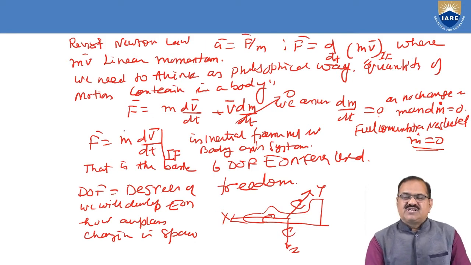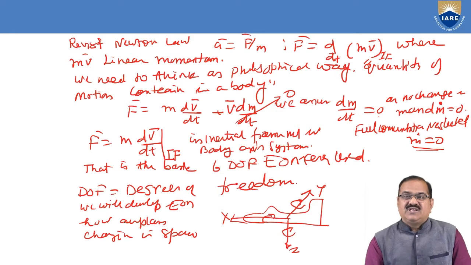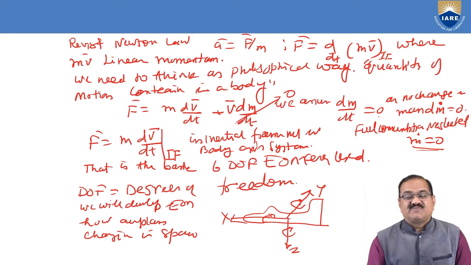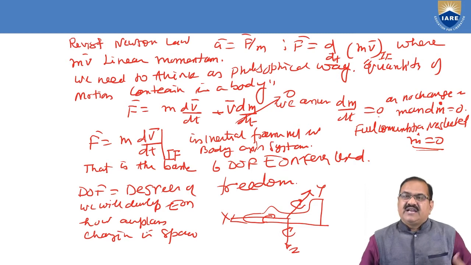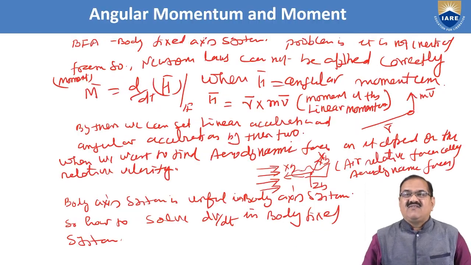So now this force F is equal to m dv by dt, and it is in the inertial frame. But the aircraft is in a body frame of reference. So how to convert? That is the issue. For that, the basic 6 degree of freedom equations of motion will be used. Here we will develop the equations of motion for how an airplane changes in space. That is our objective, and in the next few classes we are going to discuss how to develop the equations of motion for aircraft in 6 degrees of freedom.